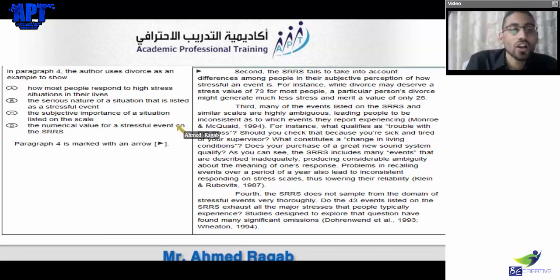The serious nature of a situation that is listed as a stress event. The subjective importance of a situation listed on a scale. The numerical value of stress events on the SRRS. So which one?